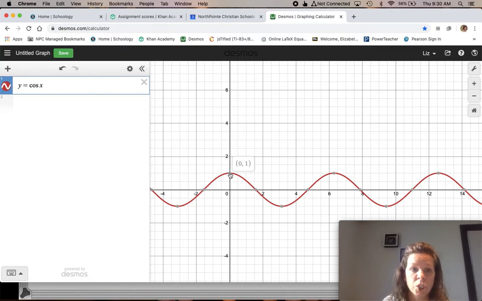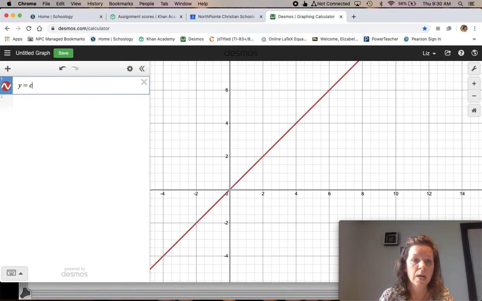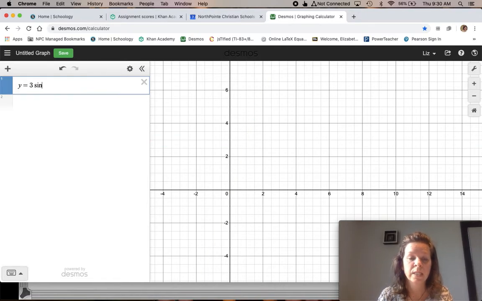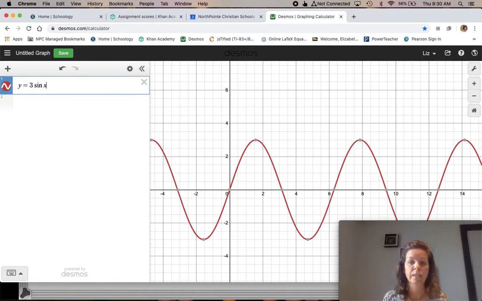Okay? Now we can adjust this function. Let's say that I did 3 sine of x. Okay, well, what change did that make to it? It made it taller. Well, how tall is it now? The height from our midline, which is still here at 0, up to our high point is 3. So our amplitude is 3.